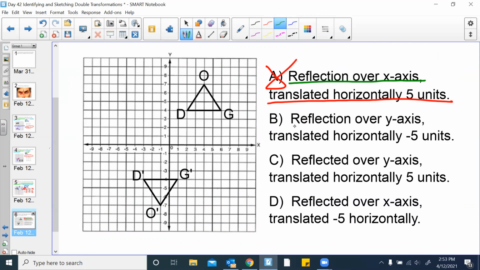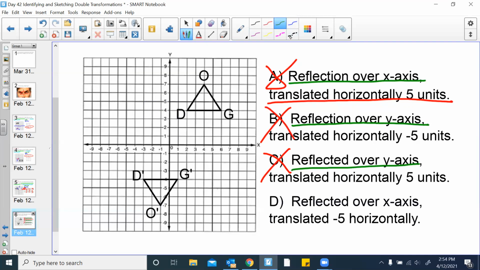All right, let's try B. Reflect over the y-axis. So 1, 2 to get there, 1, 2 to get past it. And then translate horizontally, so it's left to right, -5, which would be to the left. 1, 2, 3, 4, and 5. And that's not what we're looking for either. So B's out. Let's try D. Or C, sorry, reflect over the y-axis. Again, when we do that, it ends up 2 to the left of the y-axis, and then horizontally a +5, so now we're going back. And that's definitely not where we want it.